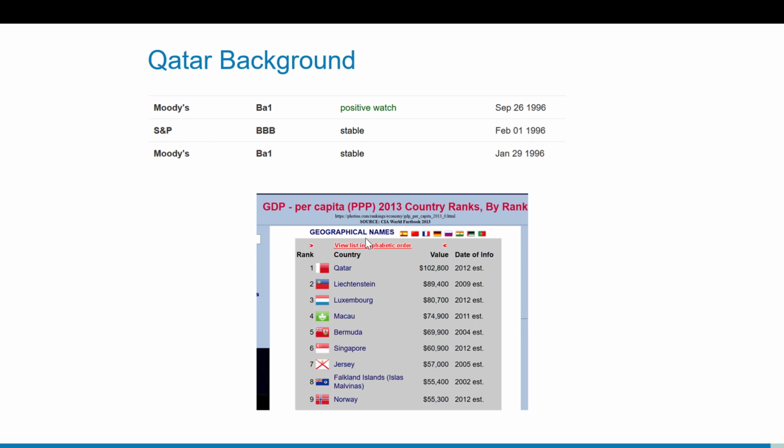And now I'm sure it's changed a little bit because of the gas prices and because they spent too much maybe on the World Cup or something like that. They might not be the top anymore, but these were the top countries: Liechtenstein, Luxembourg, Bermuda. These are the top. Singapore. Oh, that's pretty good. That's really amazing.